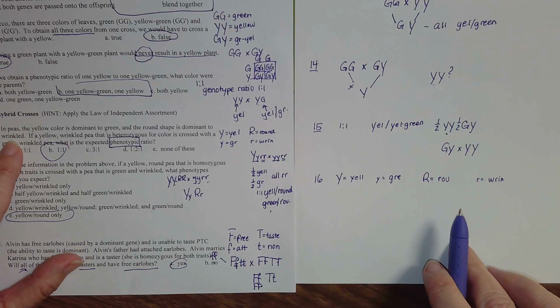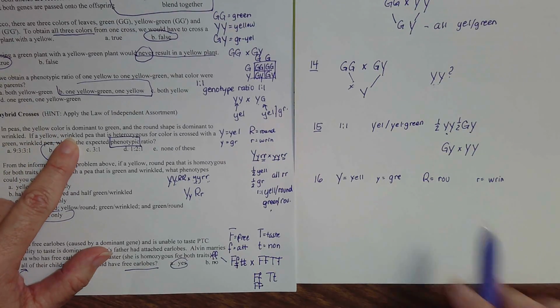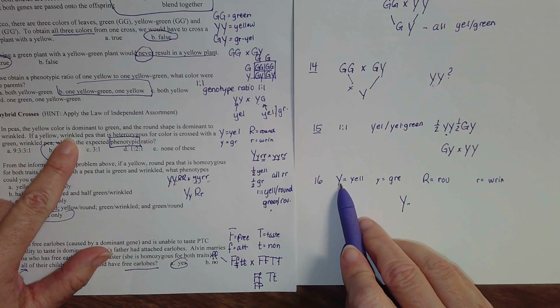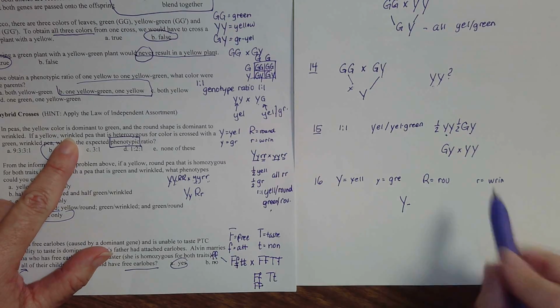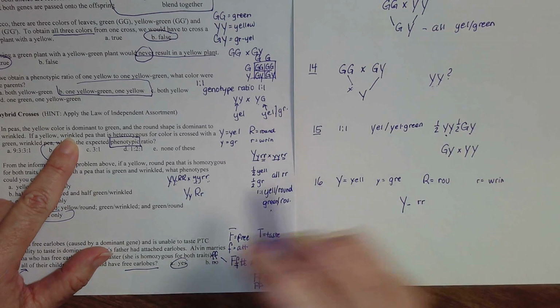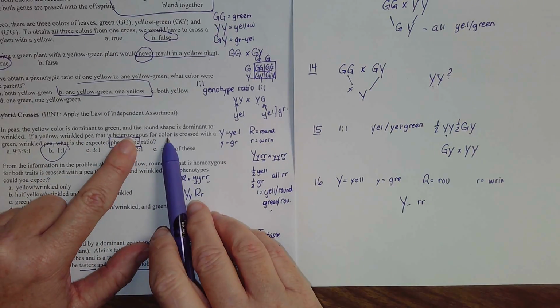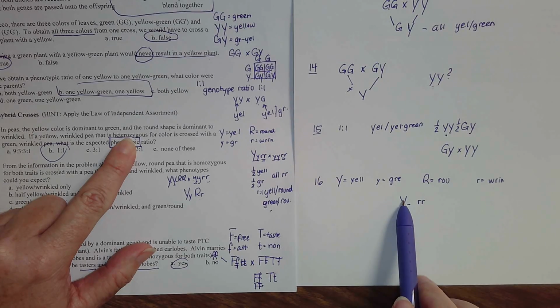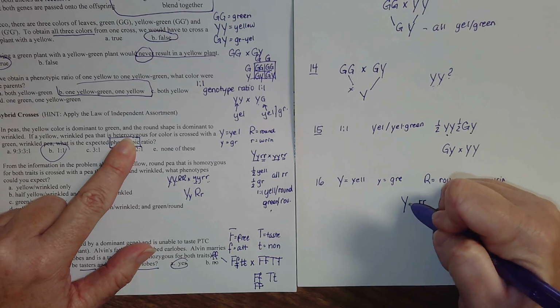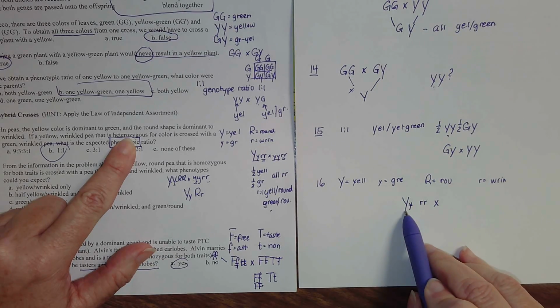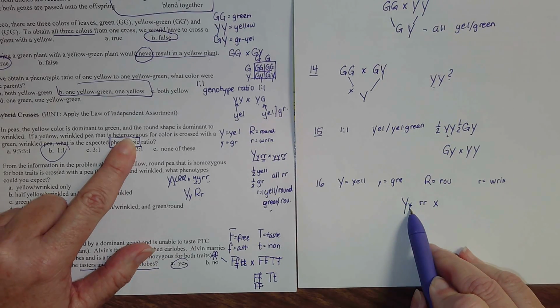Okay? If a yellow wrinkled P, so yellow something, we know if it's yellow, it's a big Y, and if it's wrinkled, it's little r, little r. A yellow wrinkled P, heterozygous for color. So if it's heterozygous for color, it's heterozygous for yellow. That means it's got a little y there. Write out in your parents what you know and then fill in as you read more.